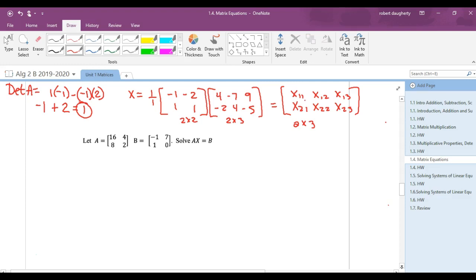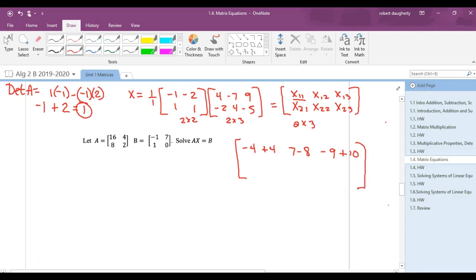So let's find this first element. That's going to be the first row with the first column. So that is negative 4, negative 4, and positive 4. Okay. Now let's go find first row, second column. Negative 1 times negative 7, and then negative 2 times 4. Now let's go to first row, third column. Negative 1 times 9, and negative 2 times negative 5. Okay.